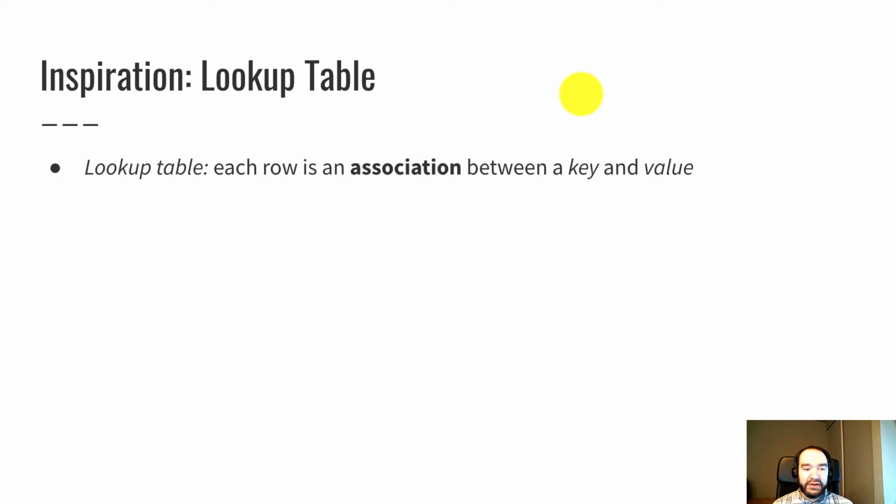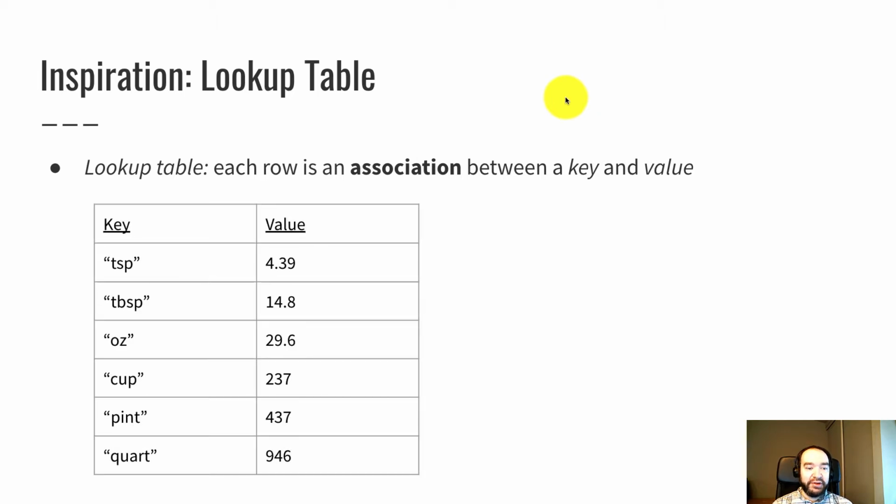A lookup table is a table or chart. Every row is an association between a key and a value. So for example, this lookup table here has a key column which has strings that are abbreviations of units of measure in the American Standard Measurement System, and the associated value is a floating point number, which is the number of milliliters that corresponds to in the metric system. So 1 teaspoon corresponds to 4.39 milliliters, and 1 ounce is associated with 29.6 milliliters.